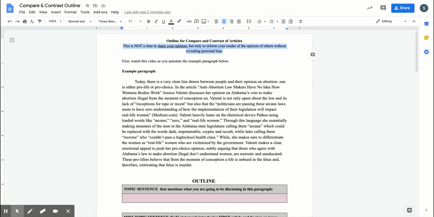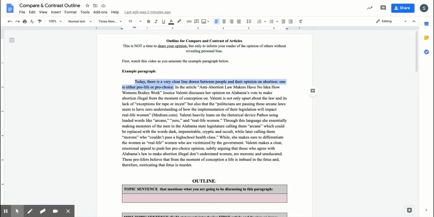This group chose abortion, and they start off: "Today, there's a very clear line drawn between people and their opinion on abortion. One is either pro life or pro choice." This topic sentence is a great topic sentence because it tells me that they're talking about abortion and they're talking about two sides of it. And they've told me those two sides. It's pro life and pro choice.